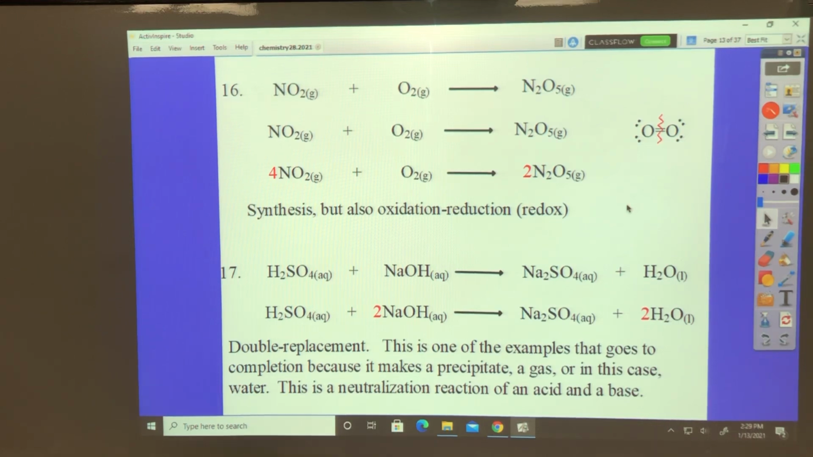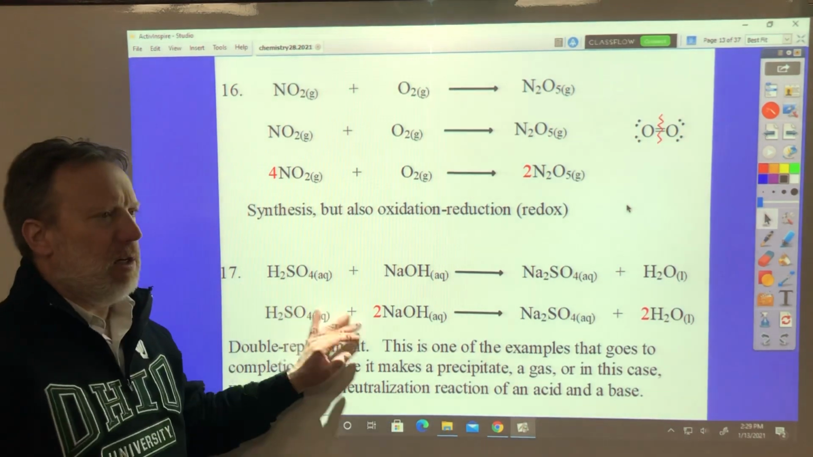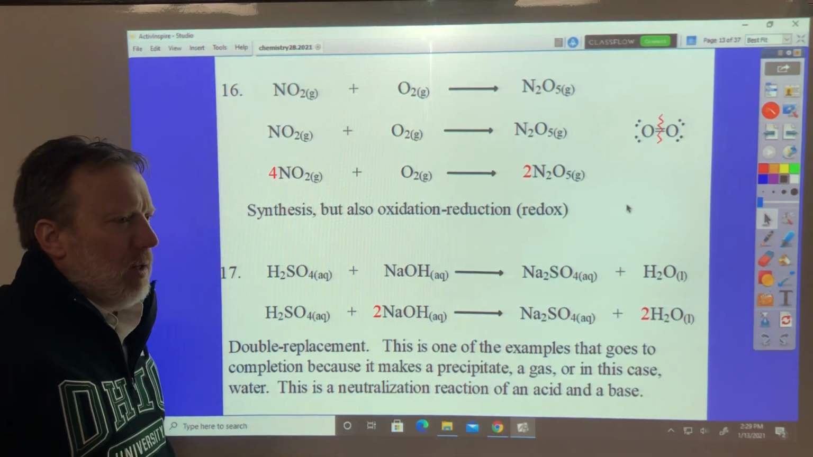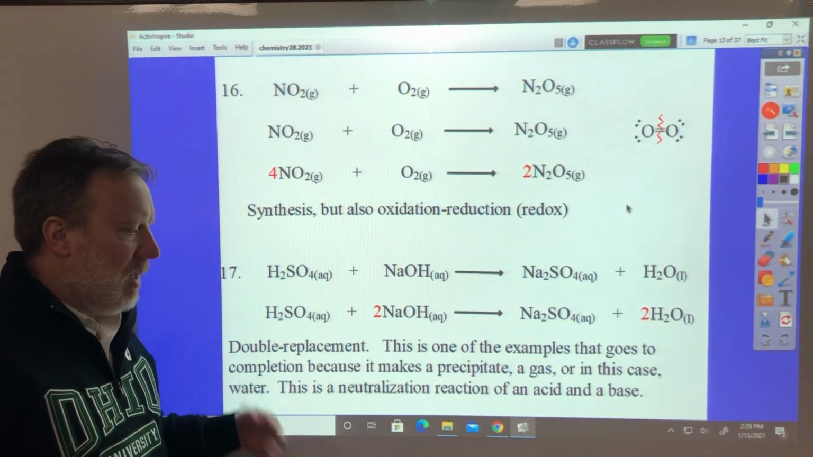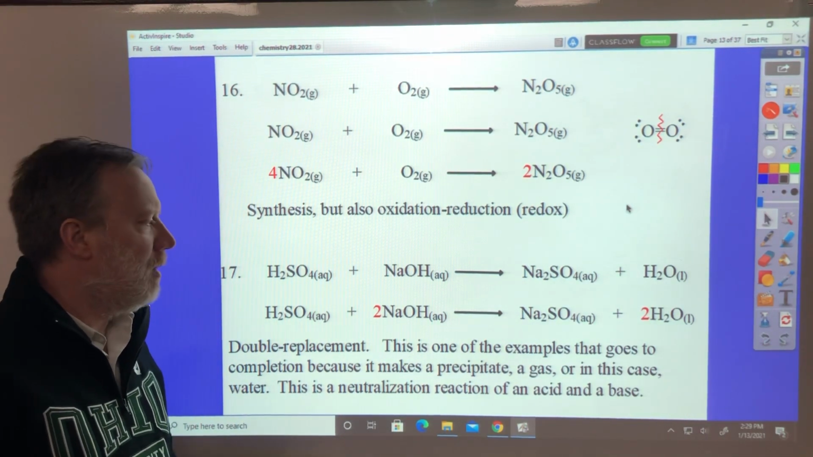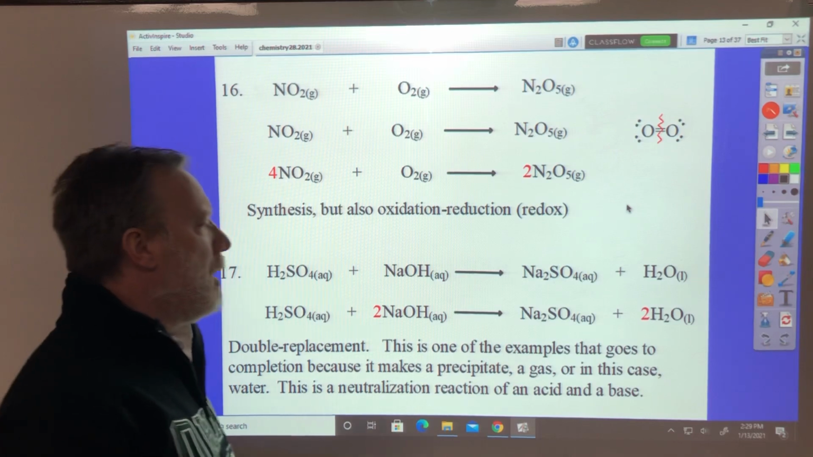I want to point out that we are not going to get into double replacement, I don't think, before the exam. I just found out the last minute information about the exam here less than probably a half hour ago, so I don't have any answers for you yet.